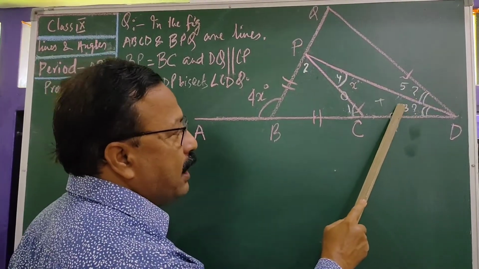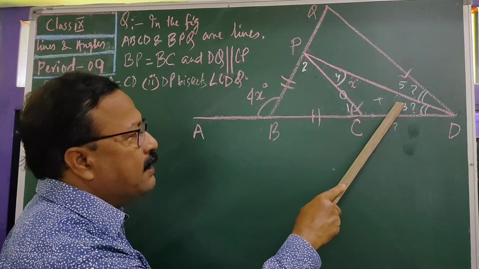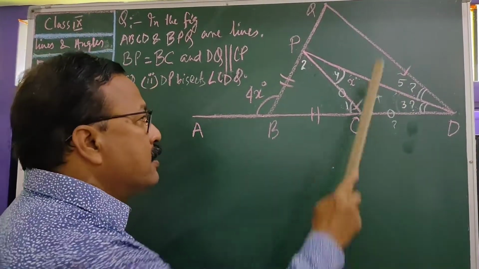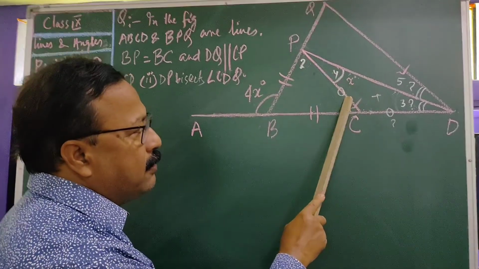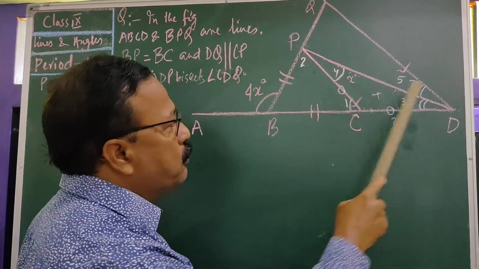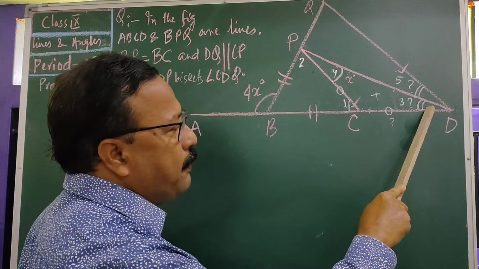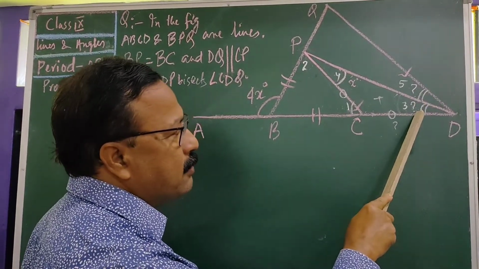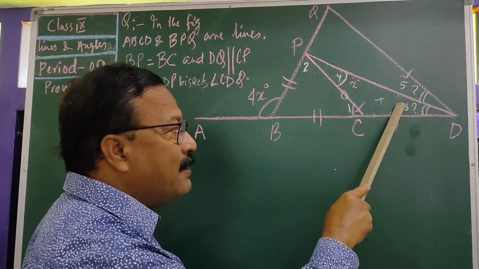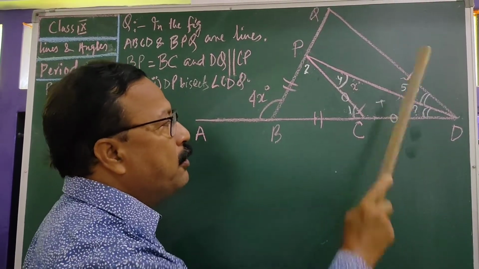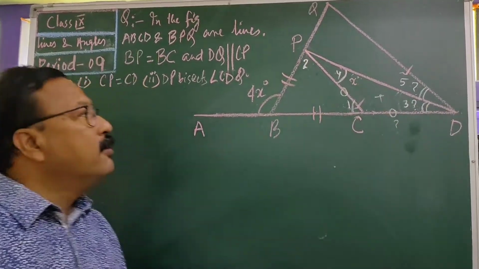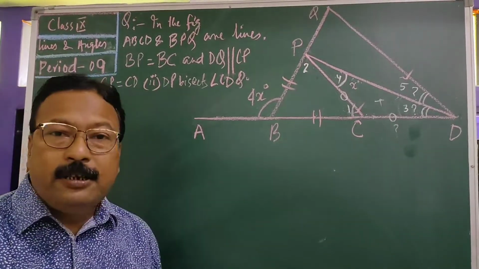That means this one is the angle we have now calculated as x, and we need to show that angle 5 equals angle 3. Since these two lines are parallel, this one angle equals this one, 5 plus 3. Here is 2x, that means this one is also 2x. 5 plus 3 equals 2x and 3 is x. That means 5 will also be x. Hence DP is the bisector of angle D. Okay?